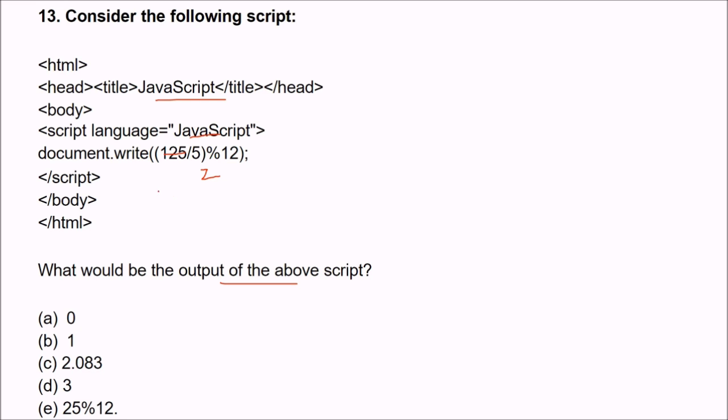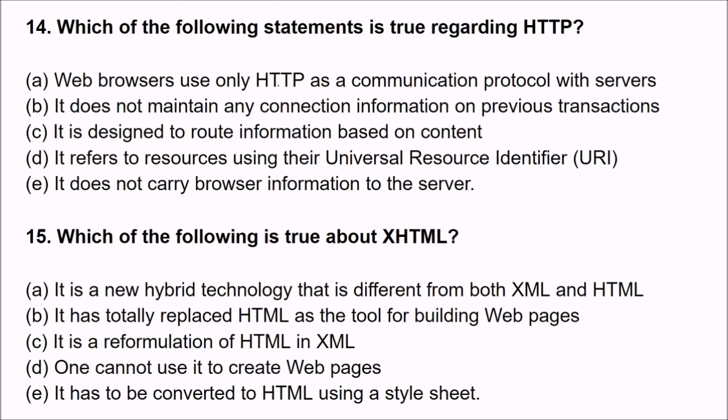13. We see here that 125 by 5 is 25. And when we divide by 12, because we have to take the modulo, divide 25 by 12, that will be 2 times 12 is 24. So this modulo will give the remainder, that will be 1. So the answer would be B. 13 answer would be B.